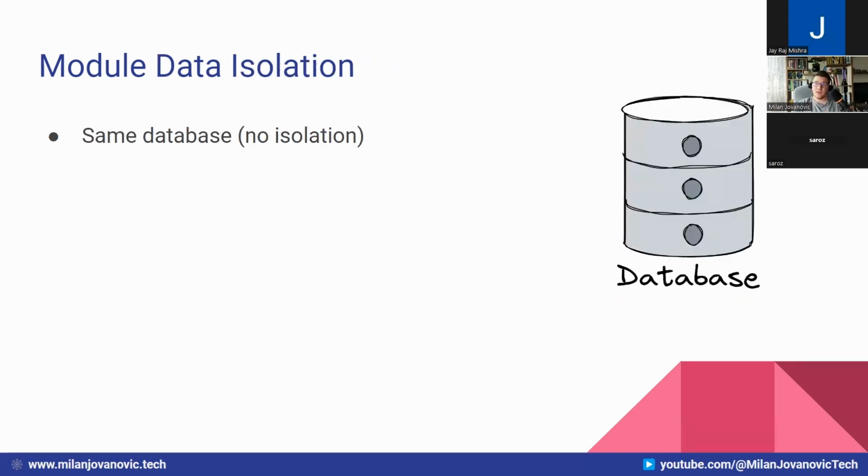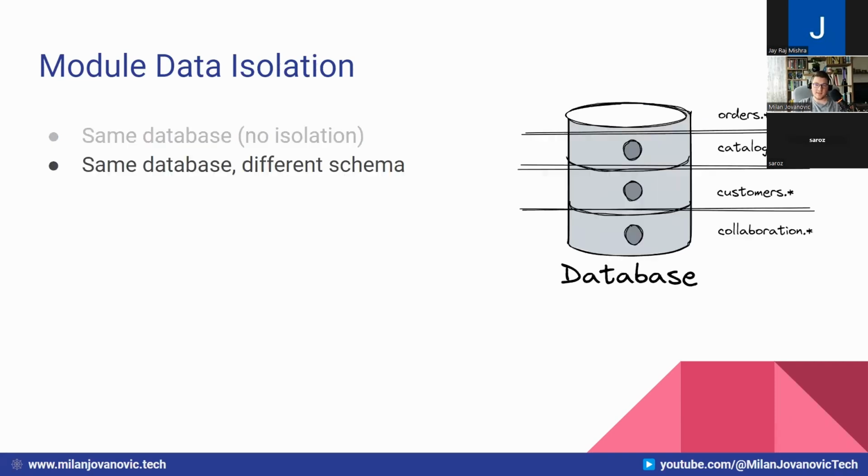So on the first level, you would have no isolation, meaning everything is in a single database. There is no distinction between which data or which tables belong to which module. And this is the not recommended approach.